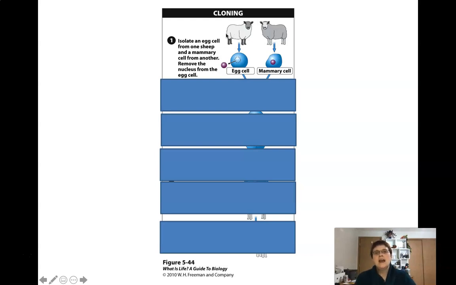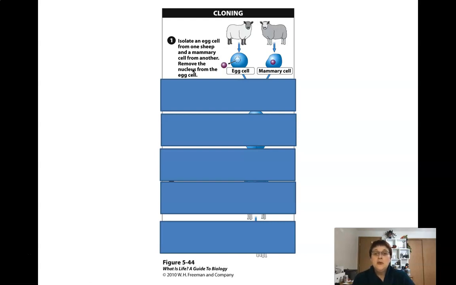We're going to take an egg cell from one sheep, and we're going to take the donor cell from the other sheep. In this case, it's a mammary cell, but we could take any cell. We're going to take the nucleus out of the egg cell. Why are we going to want to take the nucleus out of the egg cell? I can give you a hint. We're going to use the nucleus from this mammary cell, so we're going to put it in there. Why would we want to take the nucleus out of the egg cell?